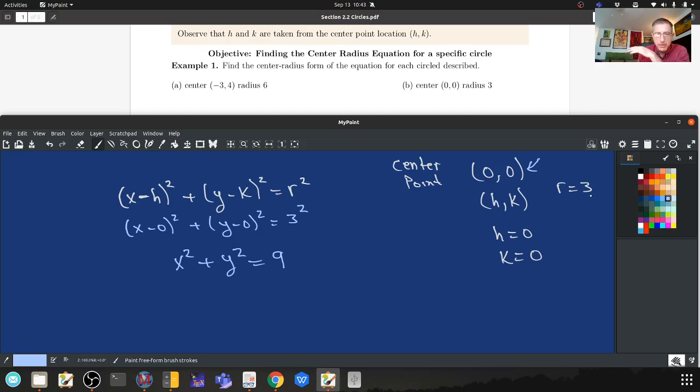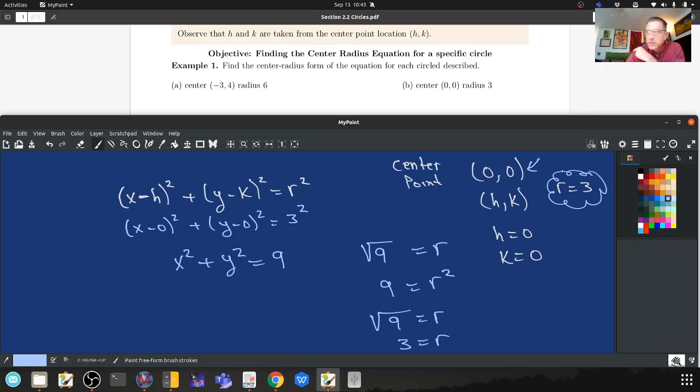So remember, 9 is not the radius. The square root of 9 is equal to our radius. 9 is equal to our radius squared. And since we don't have any sense of what it means to have a negative radius, we just take the positive square root of each side to get 3 is equal to our radius. And that's exactly what we were given over here. So let's see what we do next.